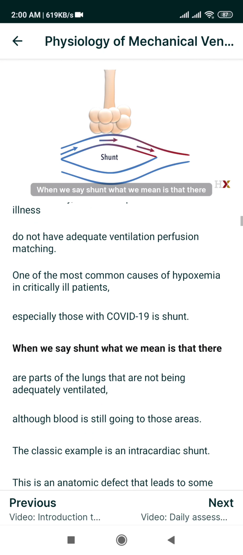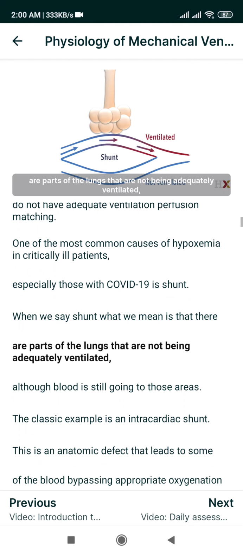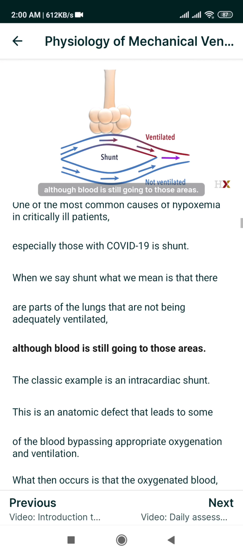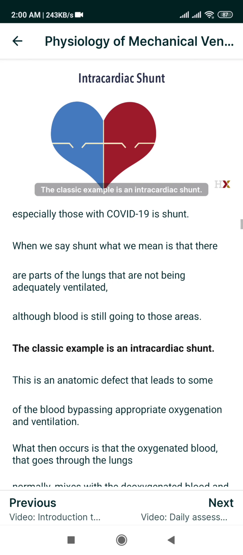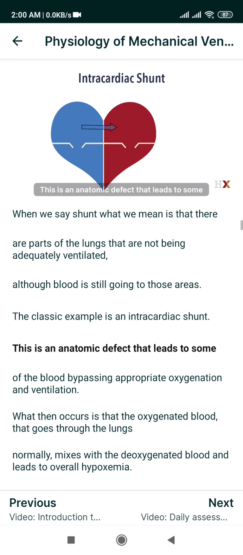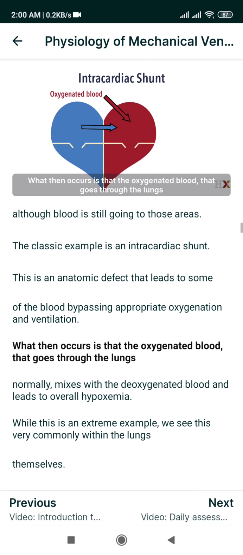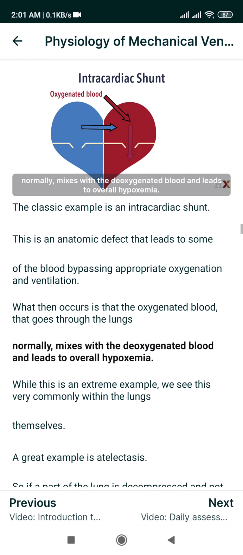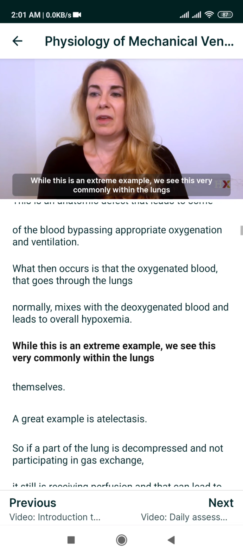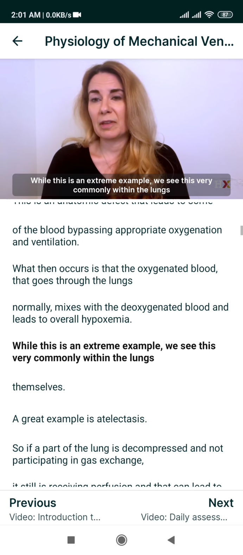When we say shunt, what we mean is that there are parts of the lungs that are not being adequately ventilated, although blood is still going to those areas. A classic example is an intracardiac shunt. This is an anatomic defect that leads to some of the blood bypassing appropriate oxygenation and ventilation. What then occurs is that the oxygenated blood that goes through the lungs normally mixes with the deoxygenated blood and leads to overall hypoxemia. While this is an extreme example, we see this very commonly within the lungs themselves.